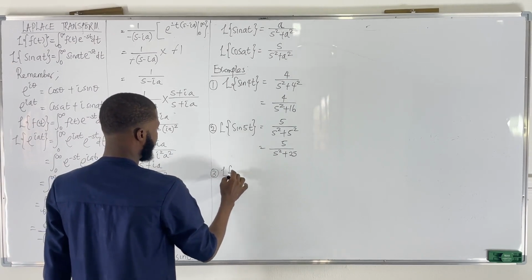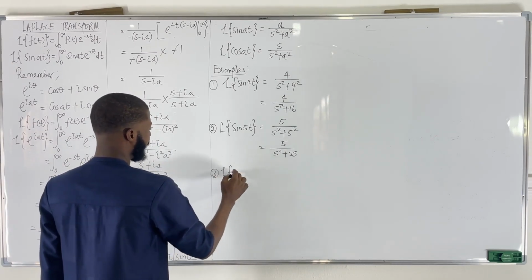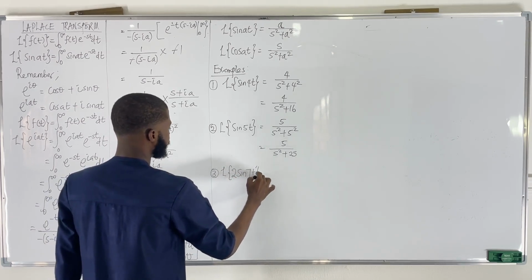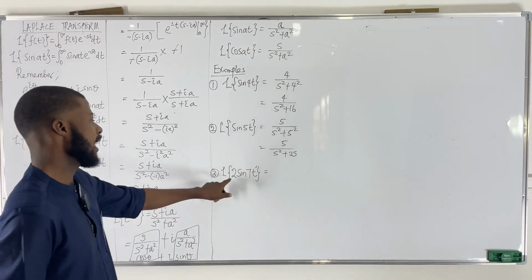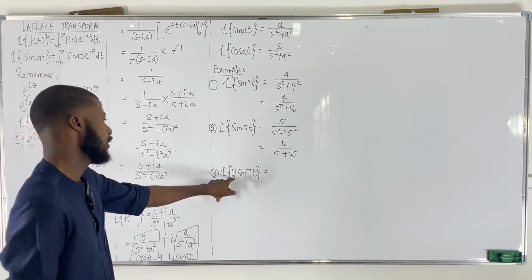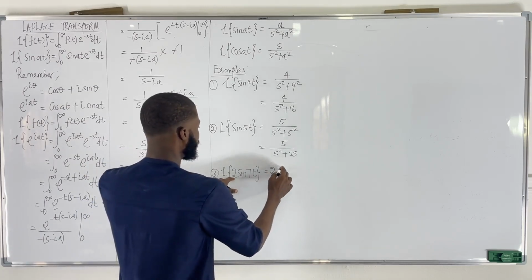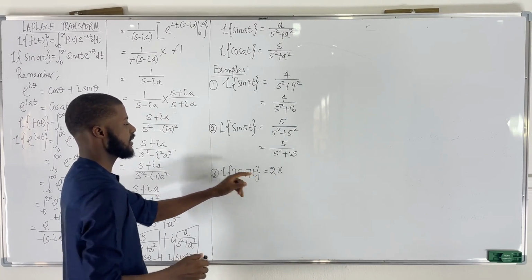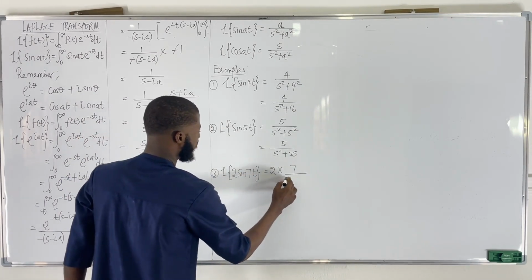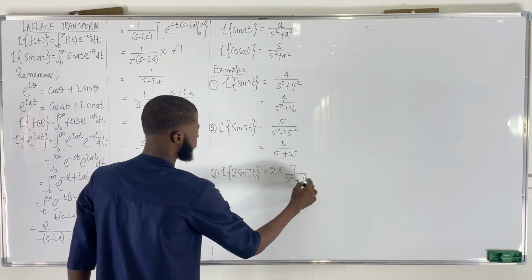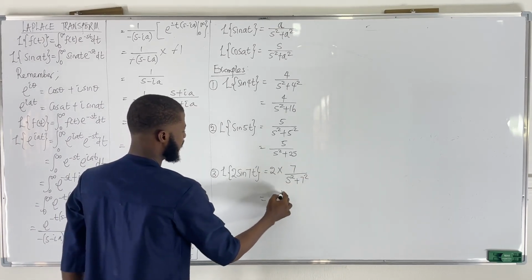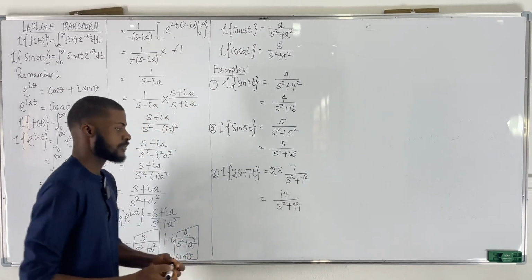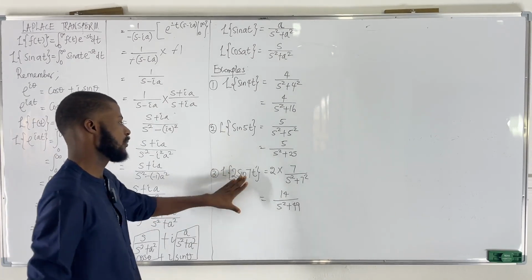Next, example 3. Let's say we have the Laplace transform of 2 sine 7t. First, remember that the 2 here is a constant. So I'm just going to say this will be 2 times whatever you have here. What is the Laplace transform of sine 7t? This will become 7 over s squared plus 7 squared. So 2 times 7, that's 14 over s squared plus 49. And with this, we've found the Laplace transform of these guys.